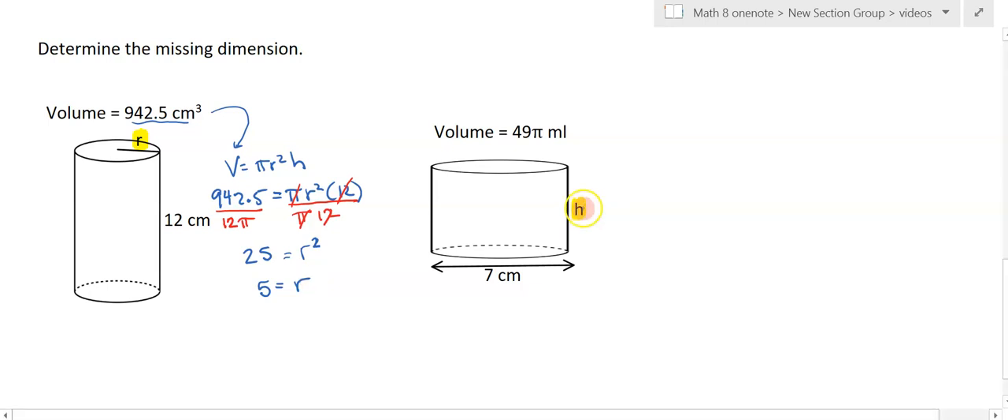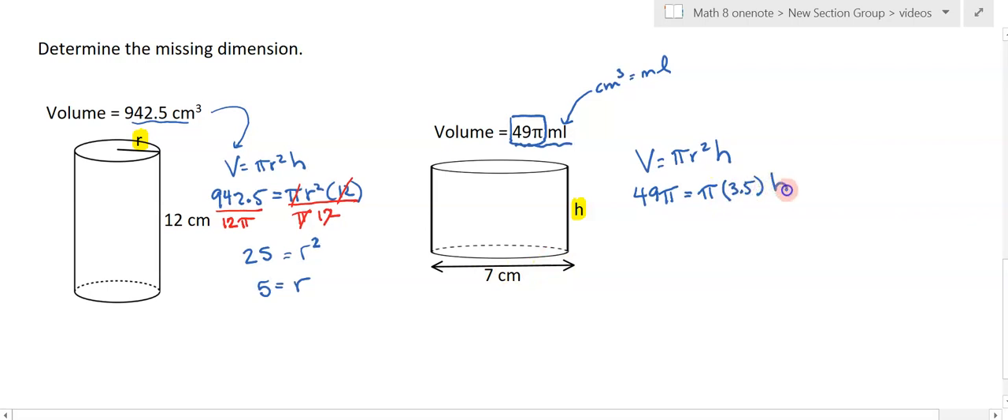Over here, I'm missing the height. You'll notice the volume here I gave to you in exact form, with pi. And also, instead of saying centimeters cubed, I said milliliters. 1 milliliter is equal to 1 centimeter cubed, so if you ever see milliliters, you can exchange those at any time. I do not know the height, so volume equals pi r squared h. I know the volume to be 49 pi. I know the radius to be 3.5, half the diameter. I do not know the height.